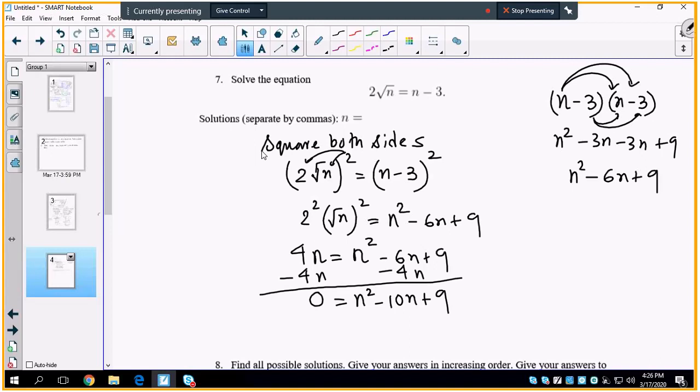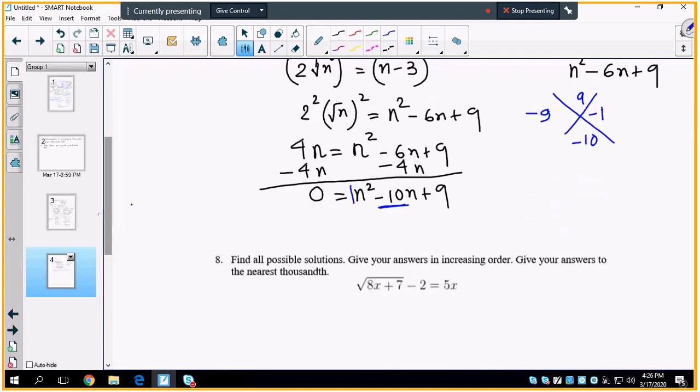Let's try to remind ourselves the process of factoring. The coefficient of n squared is 1. The constant term is 9, so you multiply 1 and 9, you get 9. You're looking for two numbers that you multiply, get 9, but add, get the coefficient of the n term, which is negative 10. Clearly, your numbers are negative 9 and negative 1. So we're going to rewrite the expression as n squared minus 9n minus 1n plus 9 equal to 0.